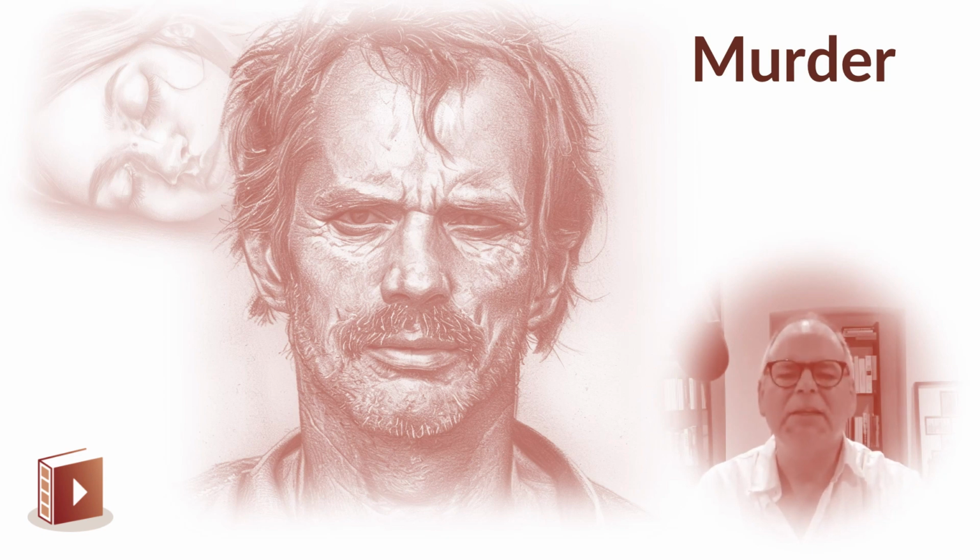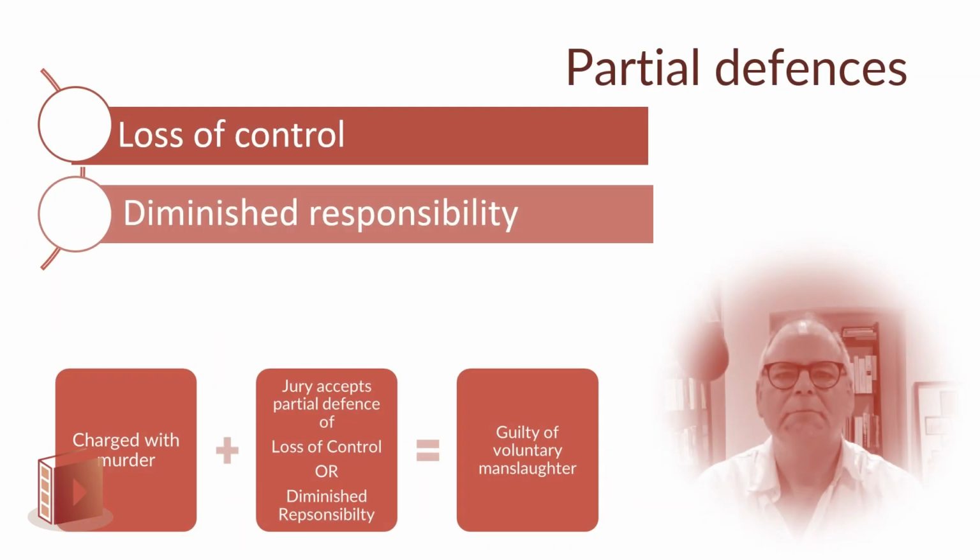And the severity of the punishment means that often defendants will attempt to rely on one of the partial defences in order that instead of being found guilty of murder, they're found guilty of voluntary manslaughter instead. The two most common partial defences to murder are loss of control and diminished responsibility.